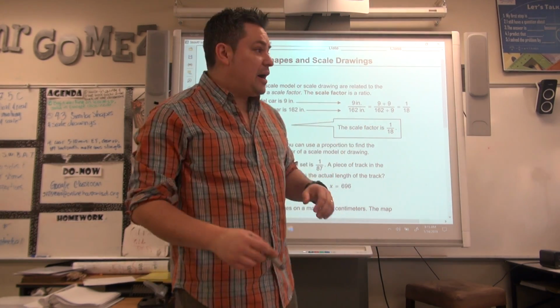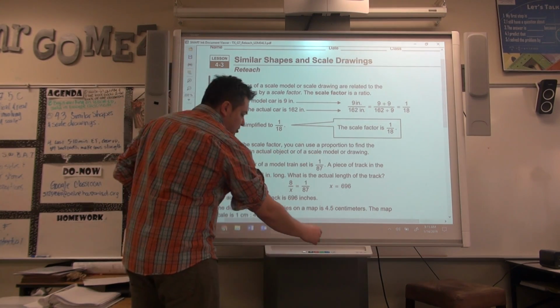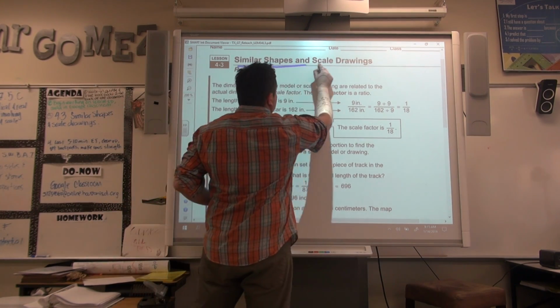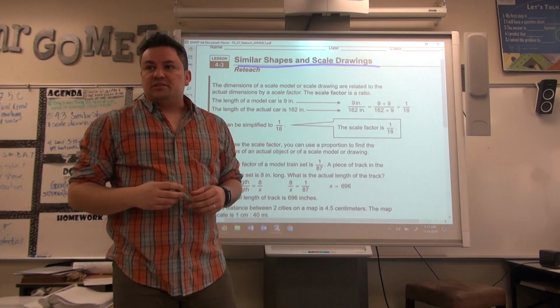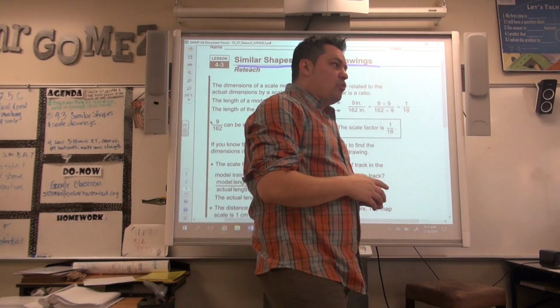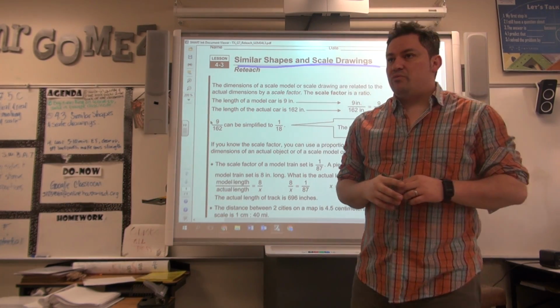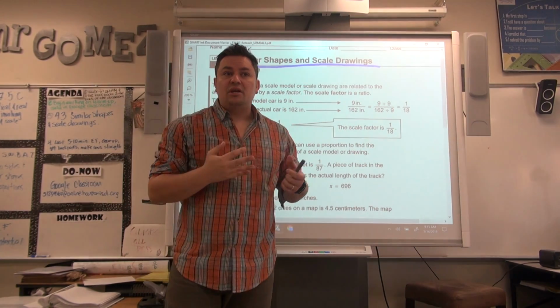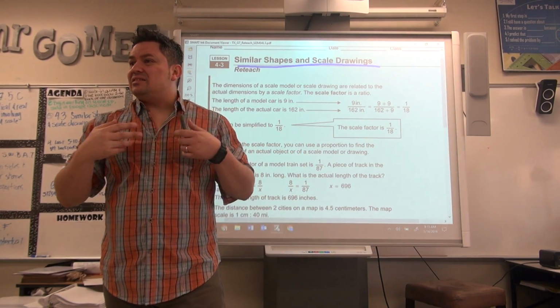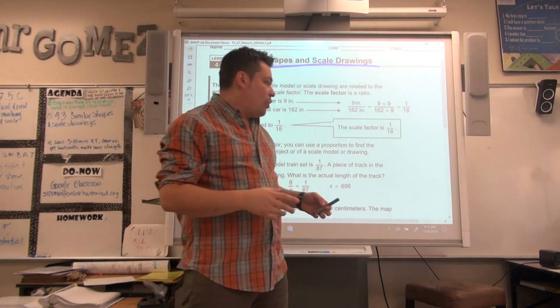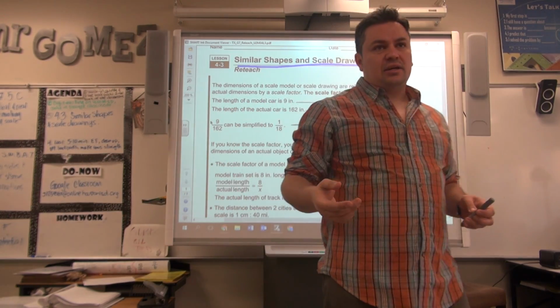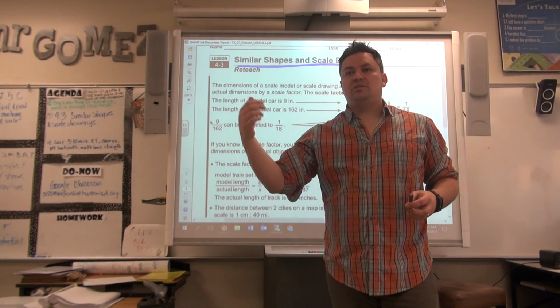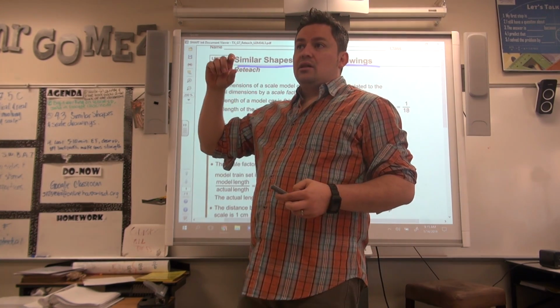Today we're going to talk about similar shapes and scale drawings. Scale drawings are used all the time in the real world, a lot in construction and a lot when designing different things. And the way that goes is that some things have the scale factor written into them.